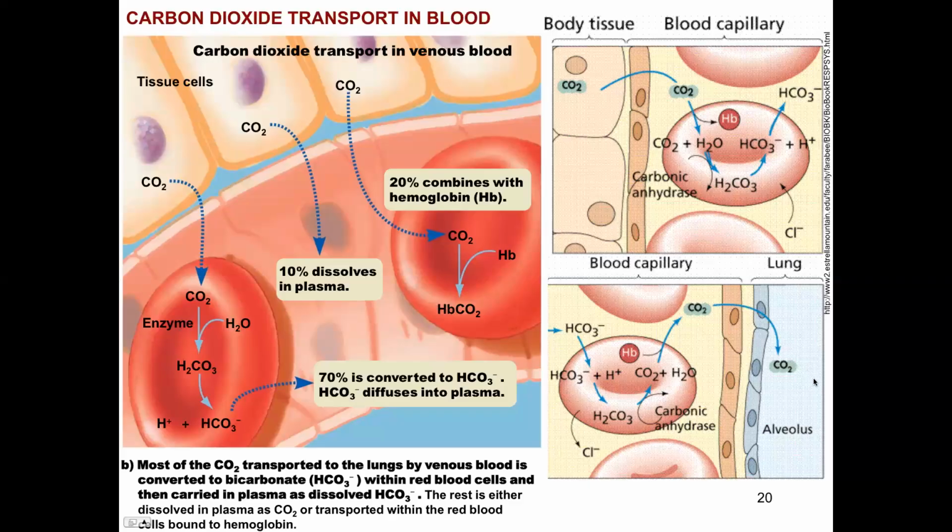So I know it's a little bit of a complicated process, but it works, and it's so critical to our body, and the enzyme here is carbonic anhydrase. Where is it found? It's found in the red blood cells, okay?